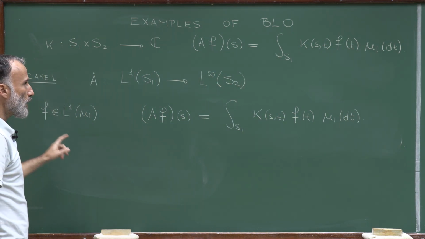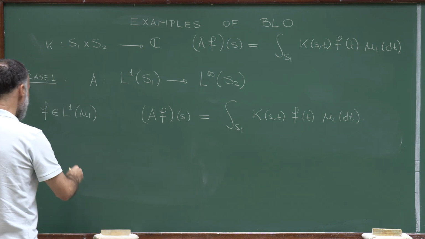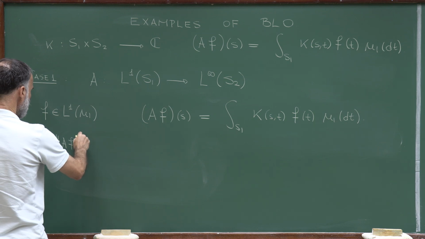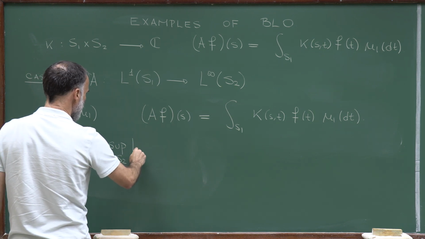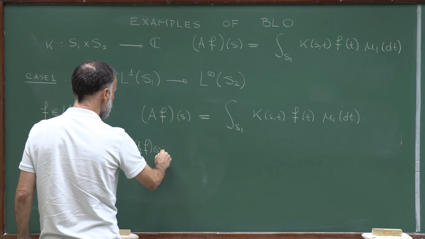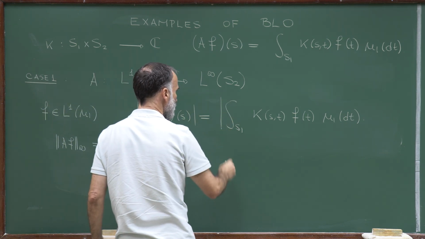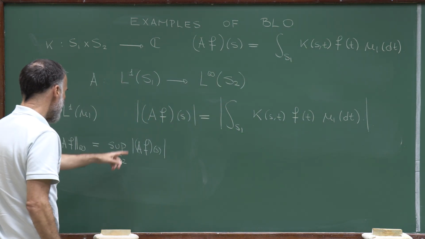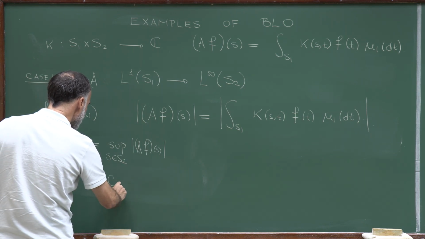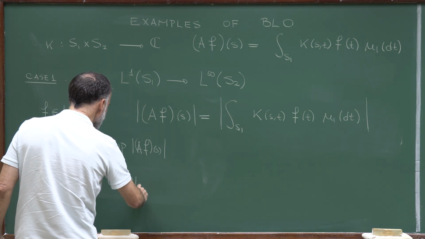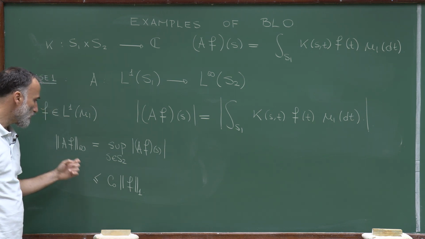And so I'm assuming that f belongs to L1, and I want an estimate in the L infinity norm of Af. So the L infinity norm of Af, as we know, will be the supremum over s in S2 of |Af(s)|. So here is the formula of Af(s). I want to estimate this quantity, and since I want A to be a bounded operator, I want to estimate the supremum by a finite constant times the one norm of f.